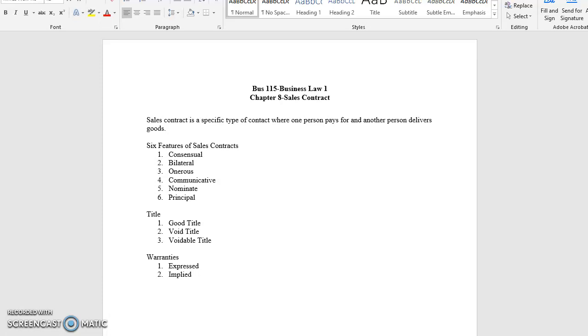Onerous means that the price is in consideration for the goods. So there's nothing else that has to be done. There's no more money. If I give you $1, you give me a pack of gum. Commutative is very similar to number 3, but it means that it is considered to be equivalent. So $1 is equivalent to a pack of gum.